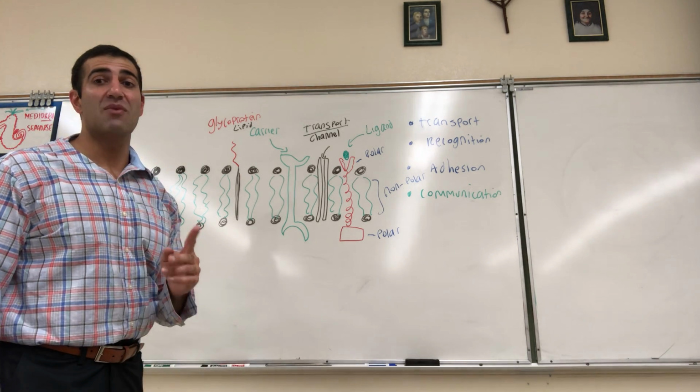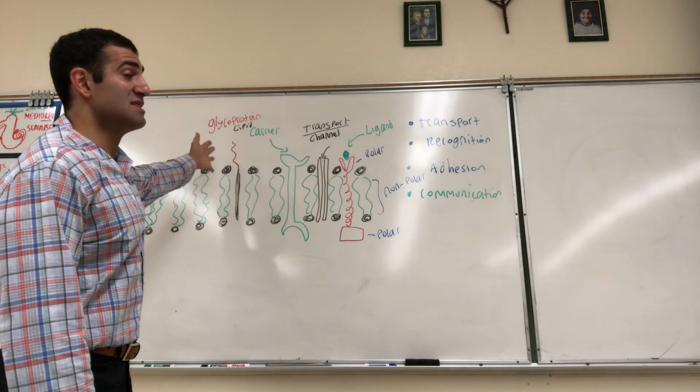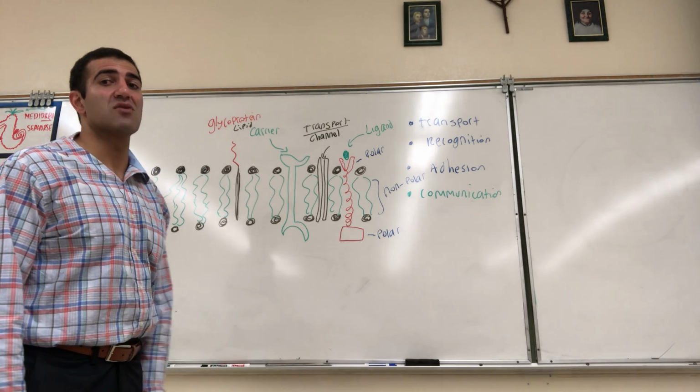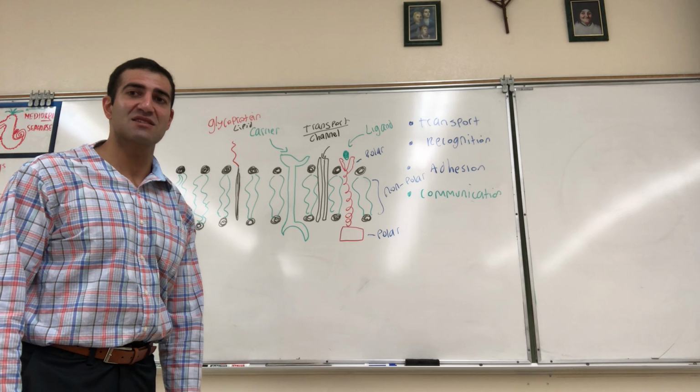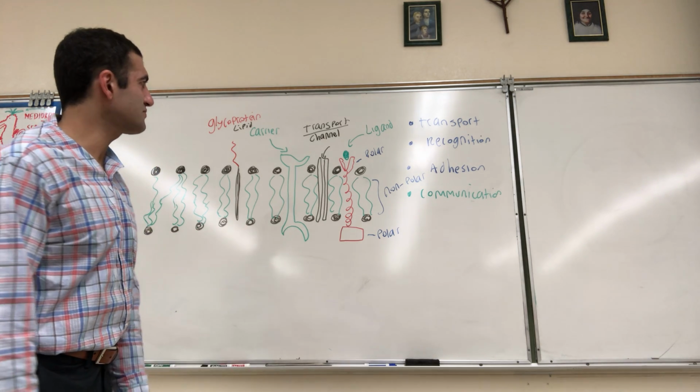That's why people that have type O, type O means nothing. Their blood does not have glycoproteins, therefore there's nothing for the immune system to detect, and someone that has type O blood can donate to anyone.